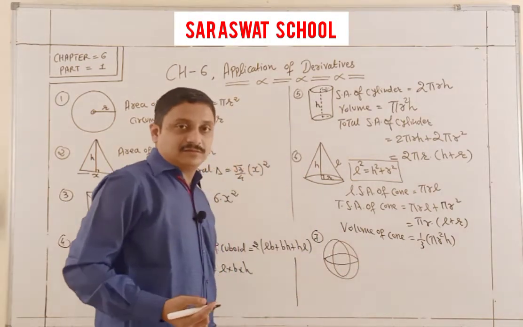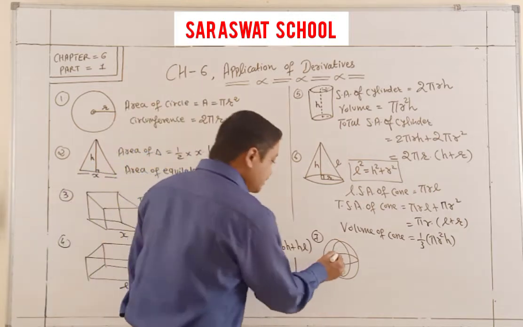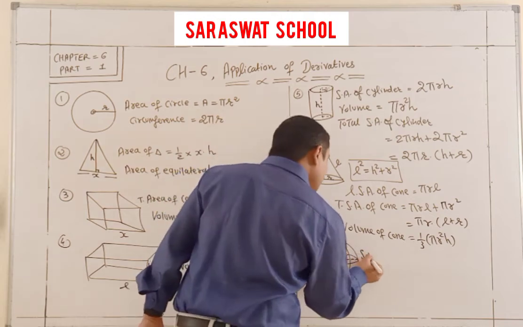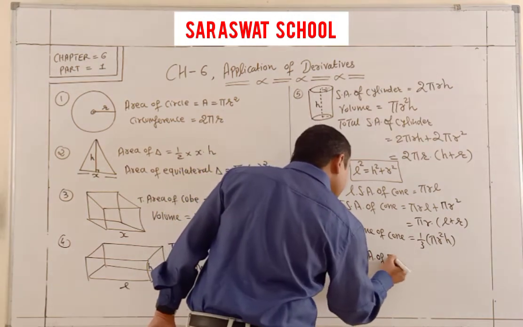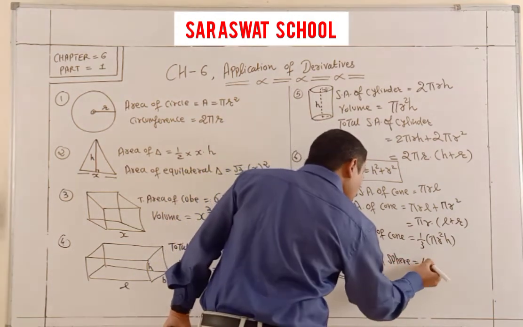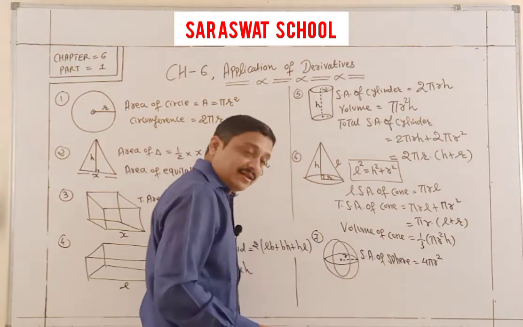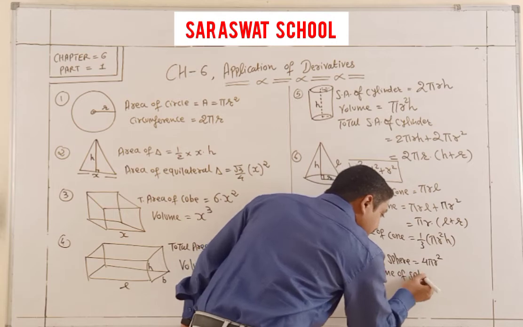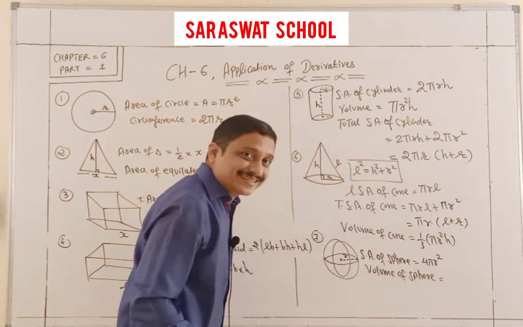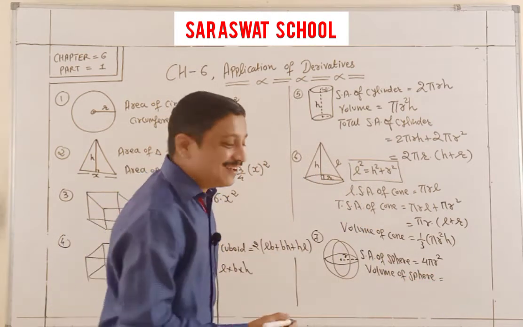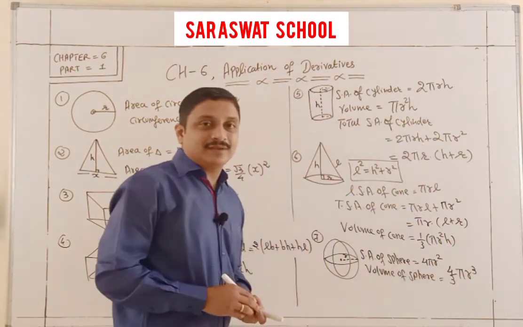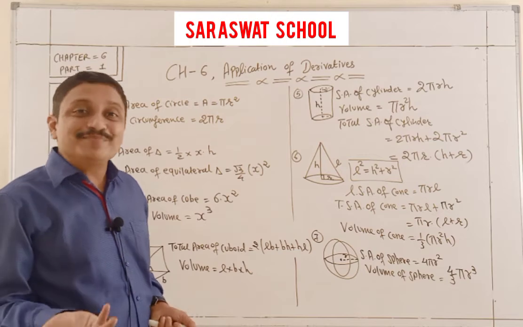Now seventh, the sphere. Here the radius is r. Very easy. The surface area of the sphere is 4 pi r square. Think about the volume of the sphere: 4 upon 3 pi r cube. And then after that, the hemisphere.